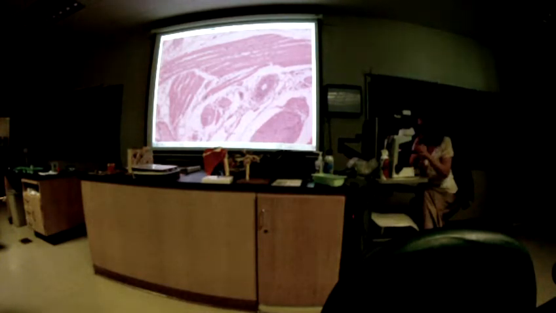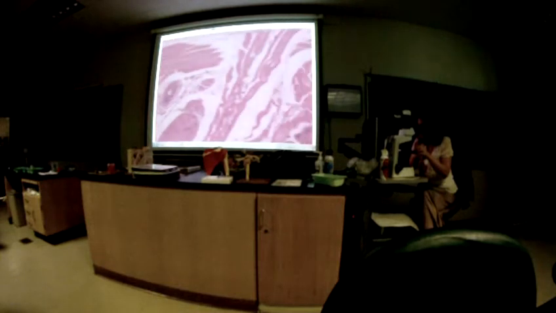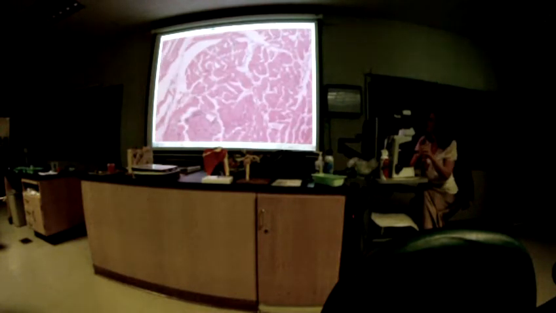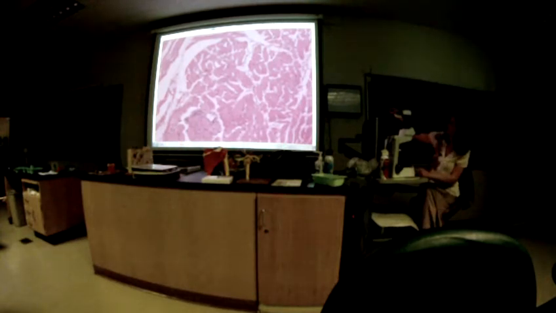And anything else on this slide? Here's some cells that are not very circular, but a little more separated out from one another. So here's a cell, here's a cell. Oh, they're kind of funky over there.